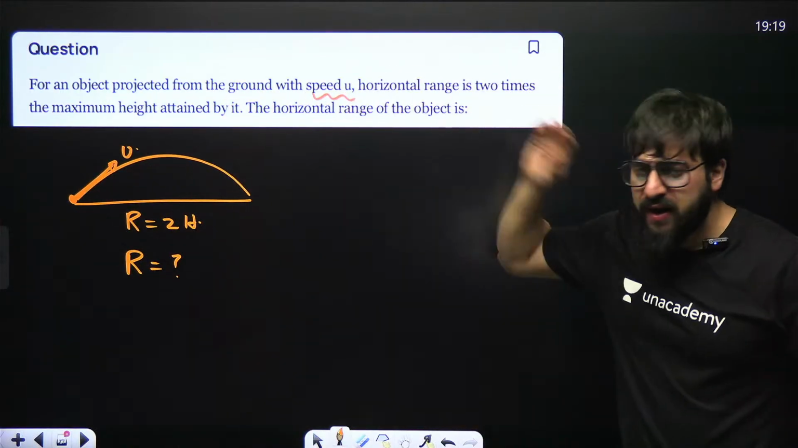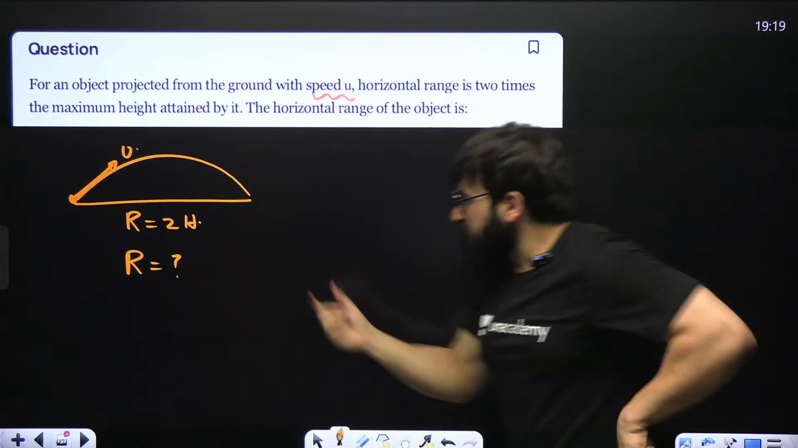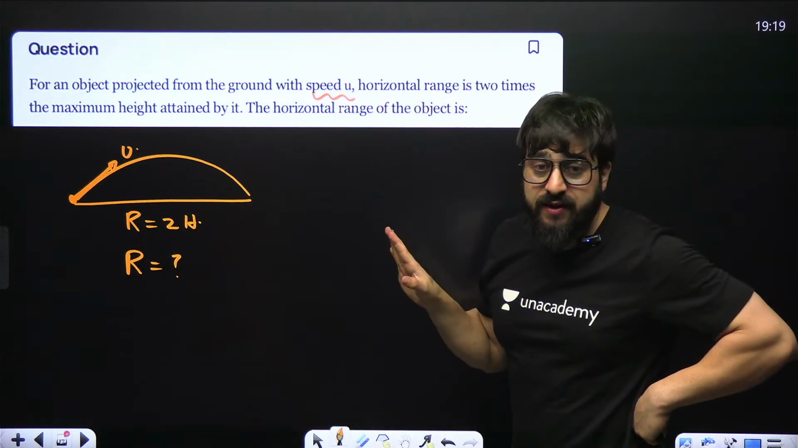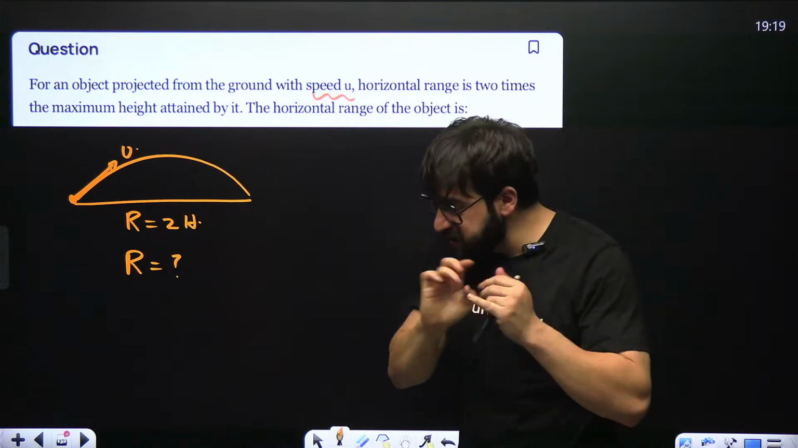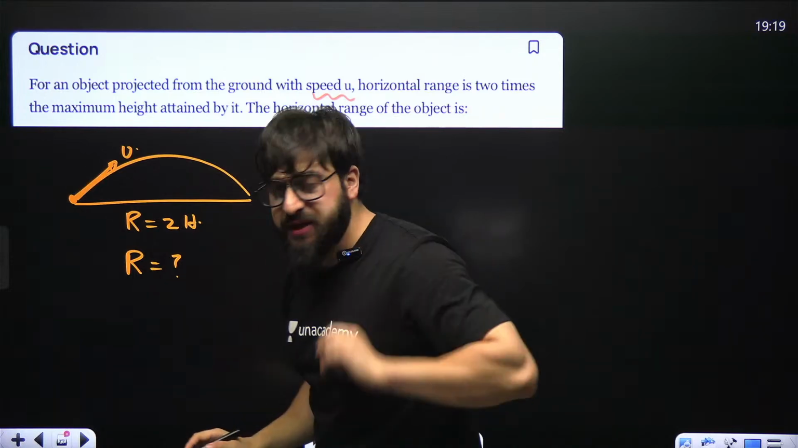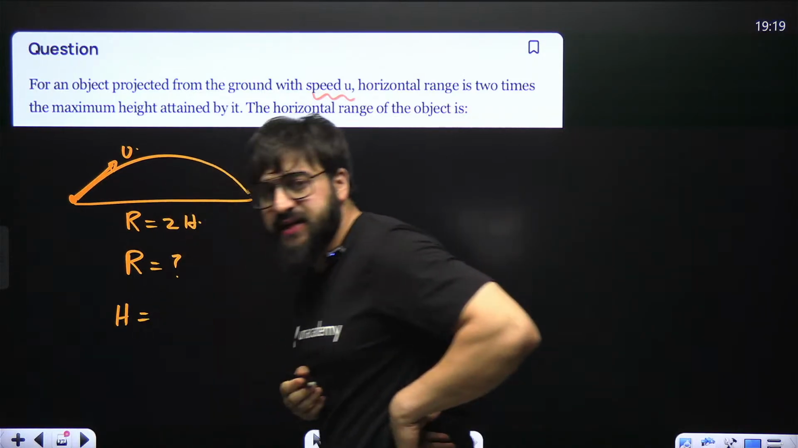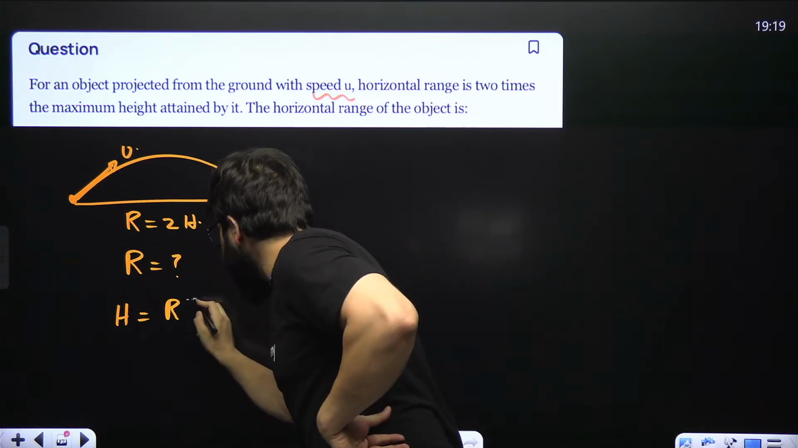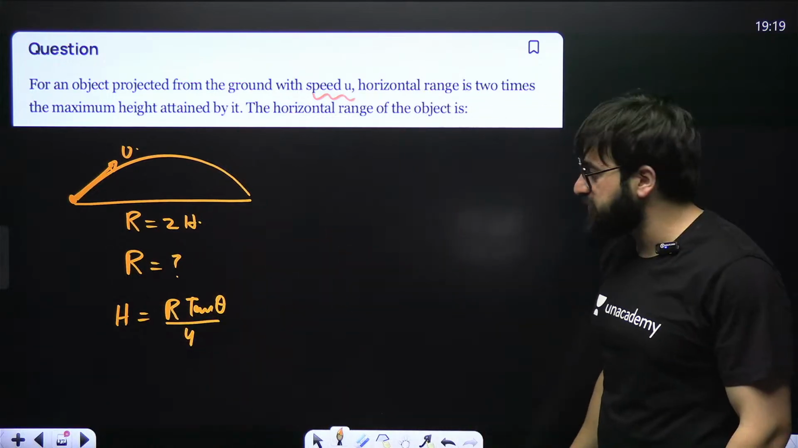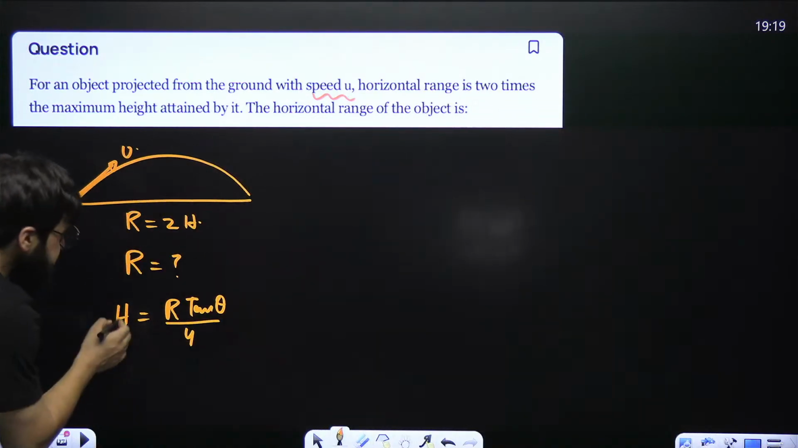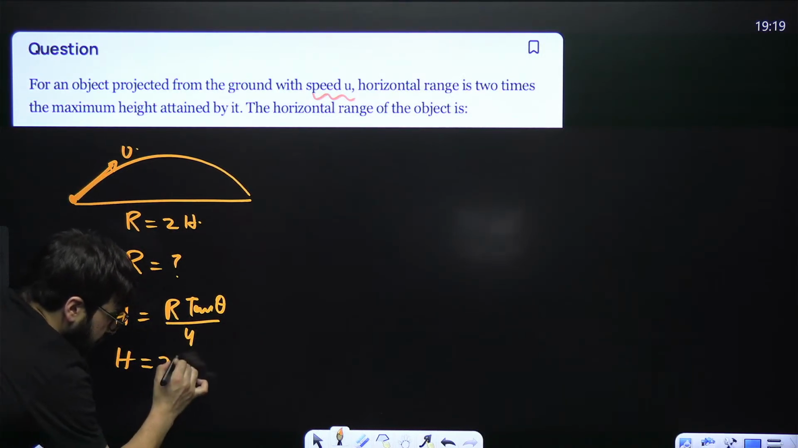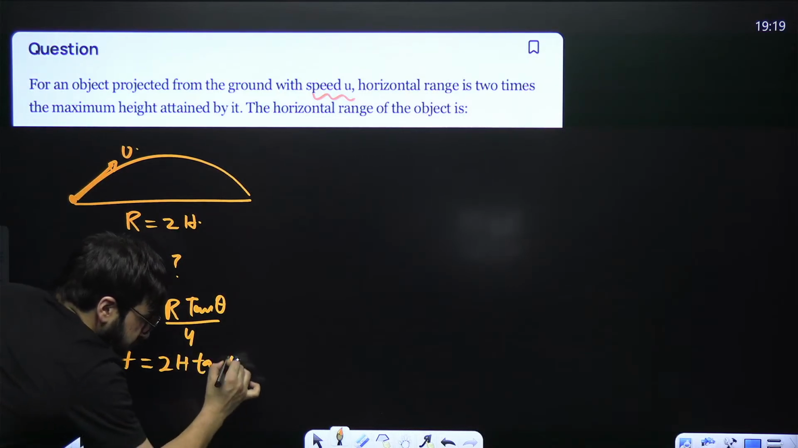Guys, tell me one thing. If a range is given in terms of height, we are supposed to find the range. First and foremost, I would want you guys to use this equation: maximum height is equal to R tan theta divided by 4. Now instead of R, I'll write 2h. So h is equal to 2h tan theta divided by 4.